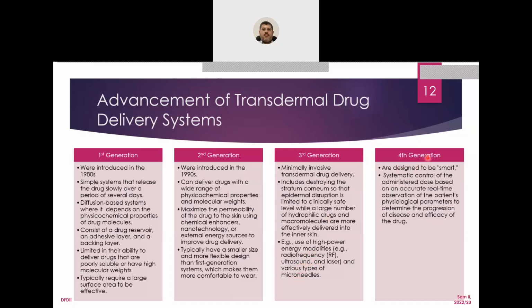And then came the fourth generation. Fourth generation is a smart type that includes a feedback mechanism. So it's not only releasing the drug, but it has a sensor that will measure the property that we want to modify, or the physiological parameter that we want to modify. And based on this, it will adjust the drug release. Okay. So it is designed to be smart. There will be systematic control of the administered dose based on an accurate real-time observation of the patient's physiological parameters to determine the progression of disease and efficacy of the drug.